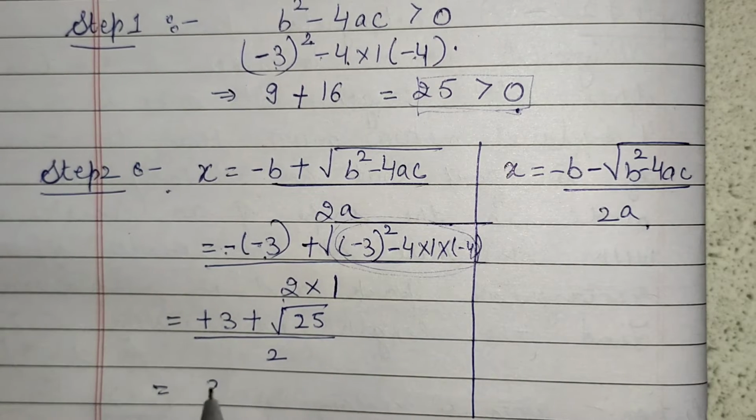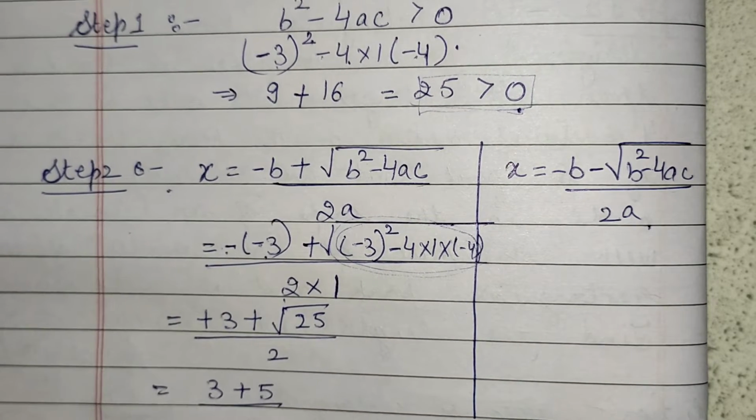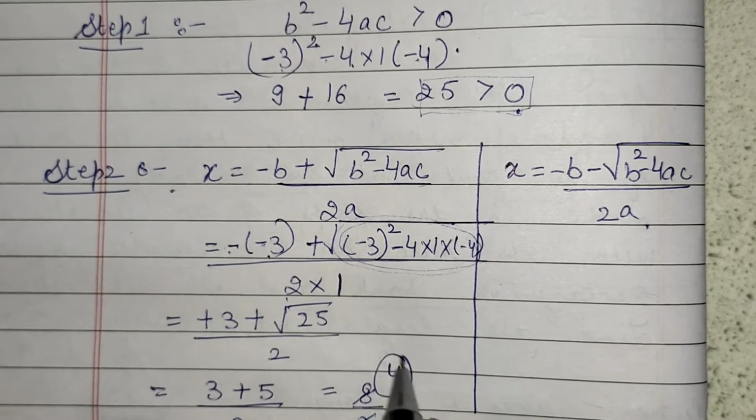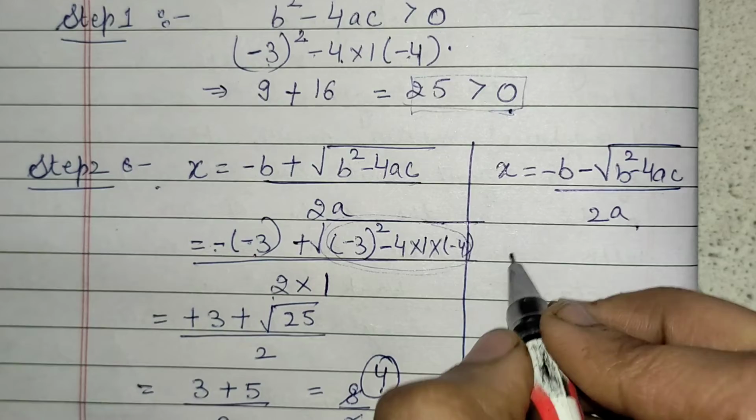That means it is equal to 3 plus 5 by 2, which will become 8 by 2. That means its value is coming out to be 4.